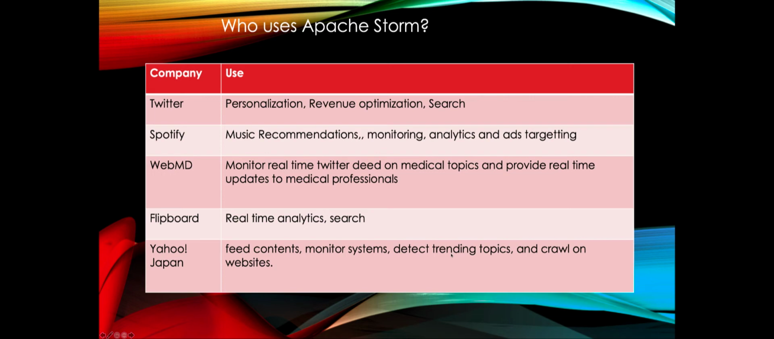Then Yahoo Japan uses Storm to analyze the feed contents, to monitor the systems, to detect some of the trending topics and crawl on websites. It uses Storm for doing all those operations. Okay, so as you can see, it's a very popular distributed, fault-tolerant, real-time processing system.